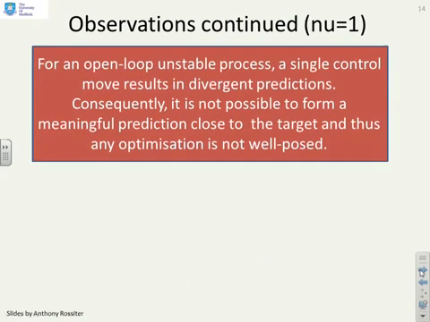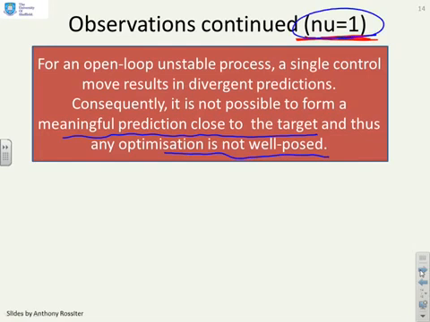For an open loop unstable process, a single control move, that is with NU equals 1, is not sufficient to stabilize the predictions in any sense, and so you end up with divergent predictions. Consequently, it's not possible to form a meaningful prediction close to the target, and thus any optimization is not well posed. So what I'm saying is you cannot really use NU equals 1 if you have an open loop unstable process. It will not give you a sensible optimization.